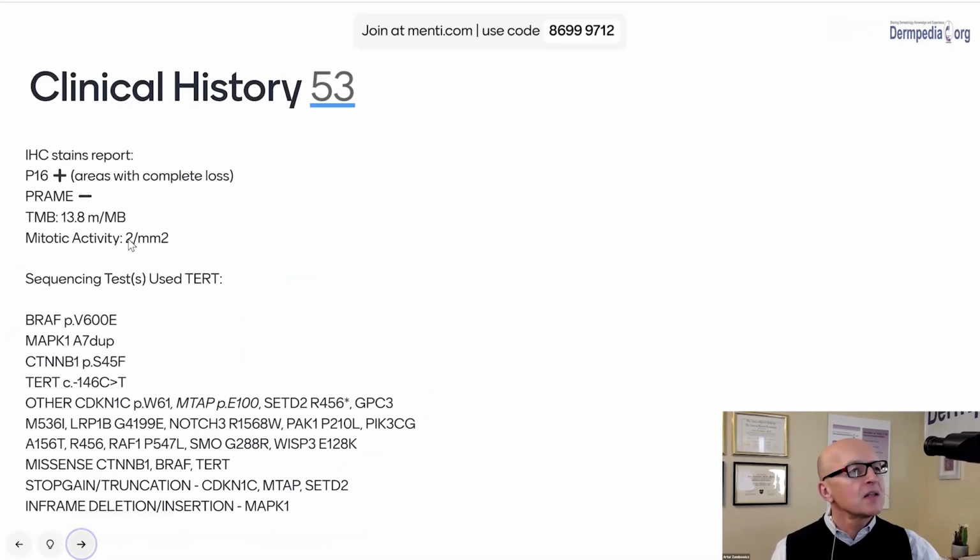So this case had some mitotic activity. Tumor mutational burden was 13, which is high. It's high, but again, we are in a context of severely sun-damaged skin. So a lot of cells in these patients are already preloaded with UV. So we always have to take that into context as well. And this lesion was BRAF V600E mutated, had MAP kinase 1 duplication, had beta-catenin gene mutation, and had TERT promoter mutation, and a bunch of other genes.